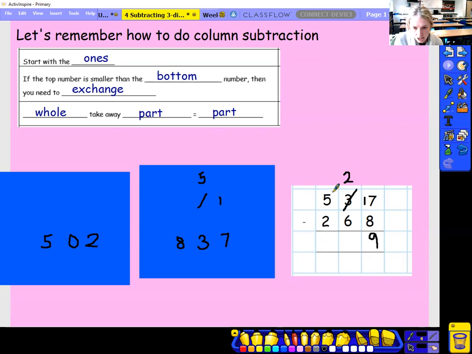This time I'm going to be exchanging one of my hundreds into my tens. So I'm going to take one of my hundreds, and that's the same as 10 tens. So I'm going to put it in the tens column as a 10. I had 5 hundreds, I've taken one away, so that leaves me with 4 hundreds left. 12 take away 6 is 6. And 4 take away 2 is 2. So my whole was 537, take away a part, 268, leaves me with another part, which is 269. Fantastic.